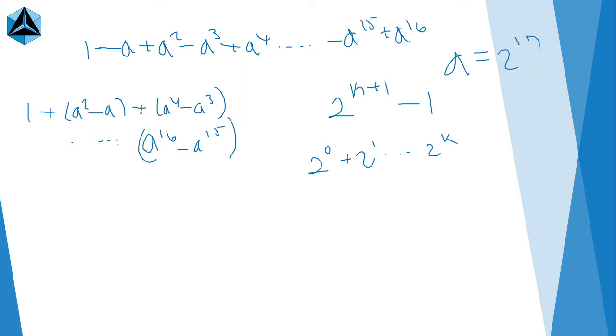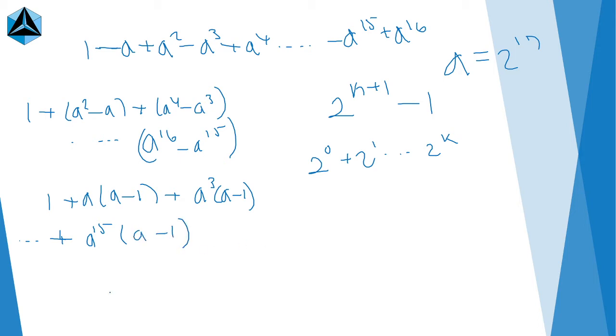Now, you can see that we can actually factor out the highest power in each group. And you can see that it gives you the a minus 1. And that's what we want. Because we know that, just finish writing this up. We know that a is equal to 2 to the 17th.